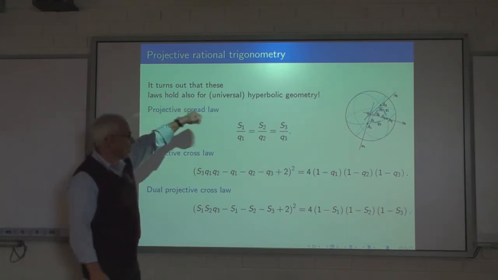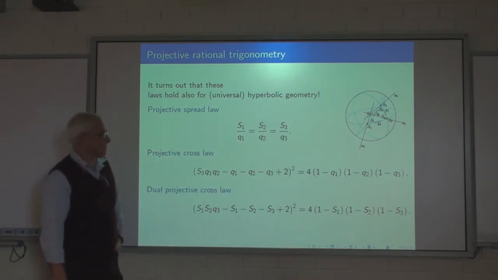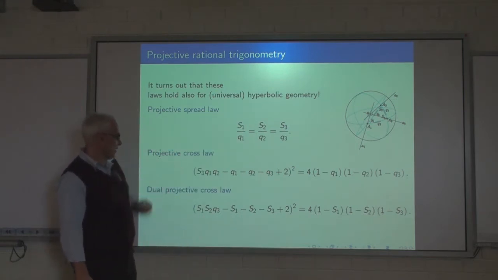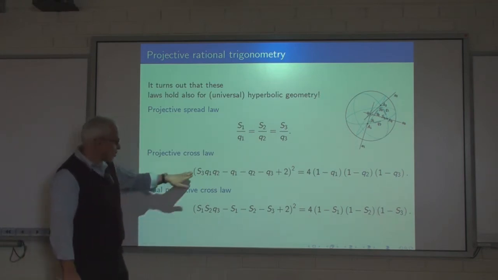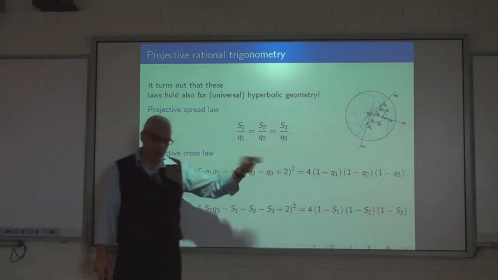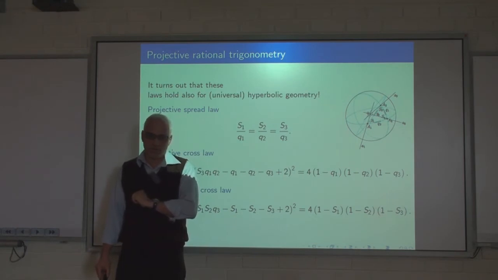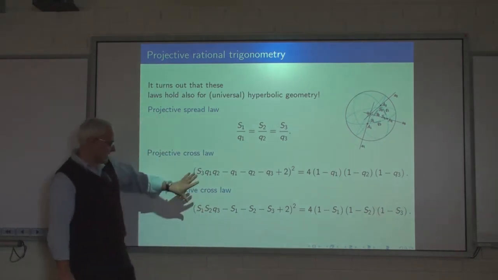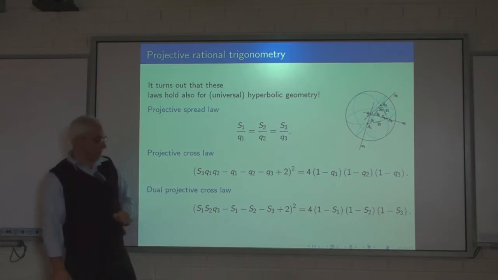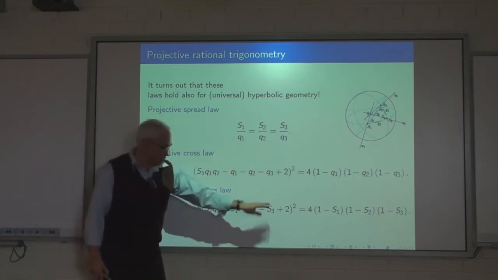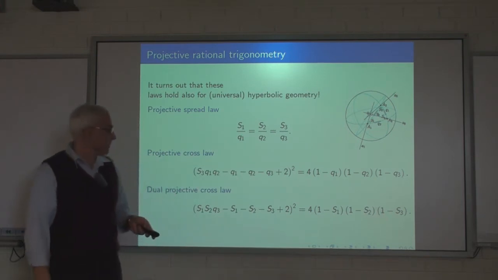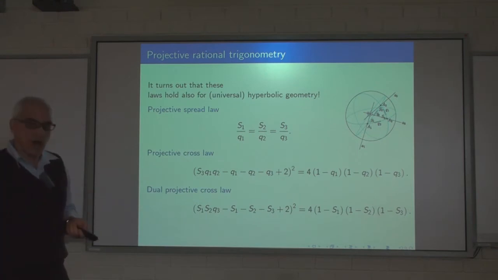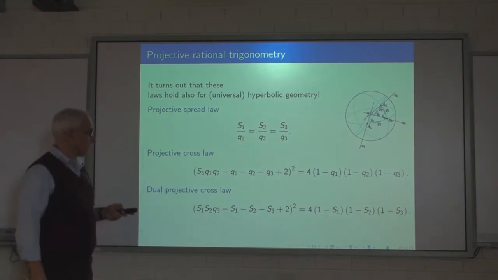The projective spread law is exactly the same as the planar one. The cross law is a bit more complicated, but still a very beautiful formula. It's a quadratic equation that tells us how to calculate one of the 3 spreads if we know the 3 projective quadrances. And there's a dual formula which is exactly the same except that the quadrances and the spreads are reversed, which looks like that. It would take me more time to prove those things, so I'm not going to do that. But we're going to use those laws in an important way.